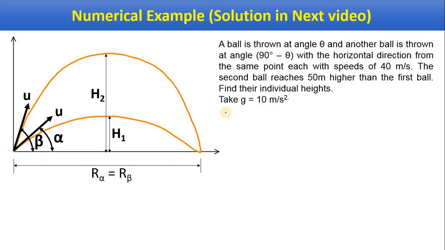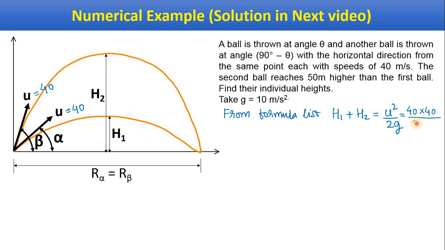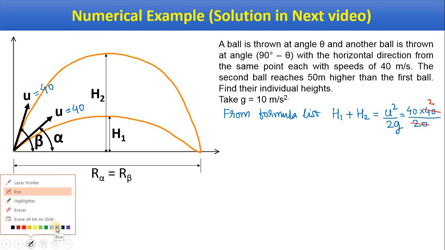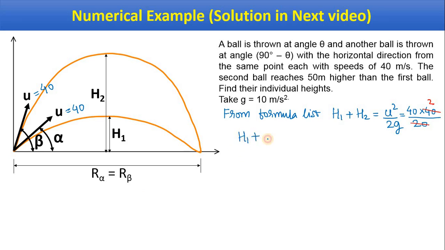So same question here written here. From the list of formula we can say, H1 plus H2 is equal to u square by 2g. Now the value of u is given in the question. Initial velocity is given as 40 meter per second and g as 10 meter per second square. So let us find out. We'll get here u square means 40 into 40 divided by 2g means 20. So 20 cancels 40, 2 times 20 to the 40, and 2 into 40 is 80. Okay, fine. So we obtained our first equation, that H1 plus H2 is equal to 80. First equation.